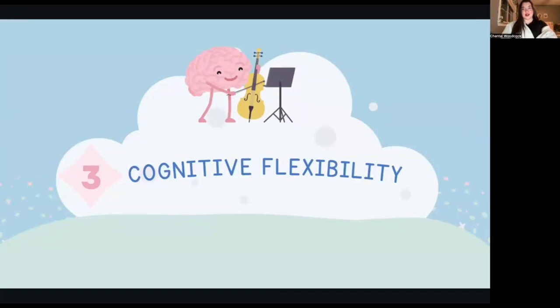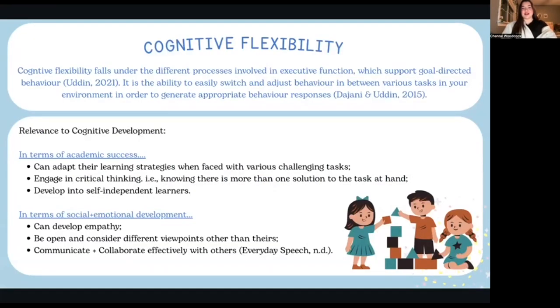Let's finish with cognitive flexibility. Cognitive flexibility is the ability to easily switch and adjust behaviors in between various tasks in your environment in order to generate appropriate behavior responses. In terms of academic success, children of high cognitive flexibility can adapt their learning strategies, engage in critical thinking, and develop into self-independent learners. And children of high cognitive flexibility have also advantages in terms of social and emotional development.